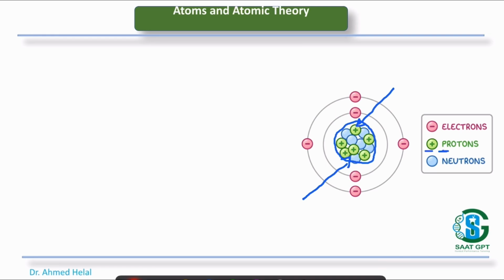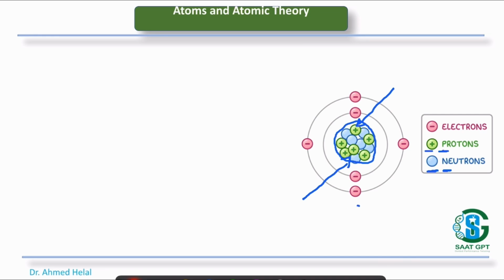How about the blue ones? Neutral neutrons. Neutral means its charge is 0. It's not positive or negative. I'm going to ask you a question. What is the charge of the nucleus?